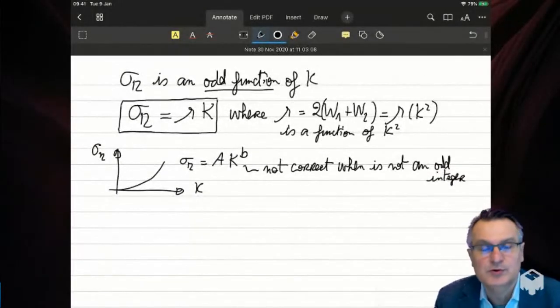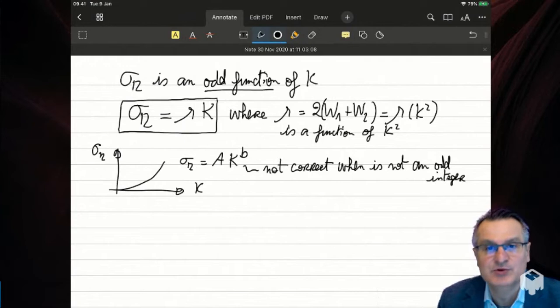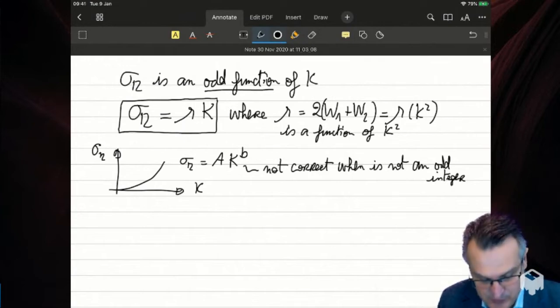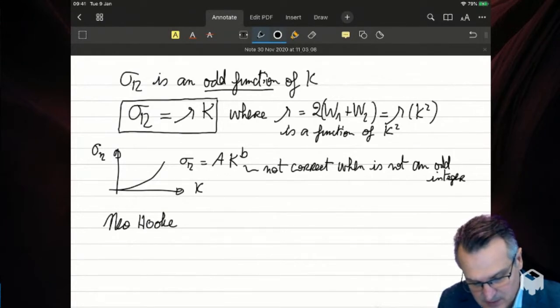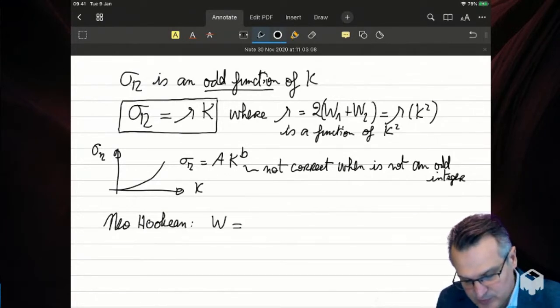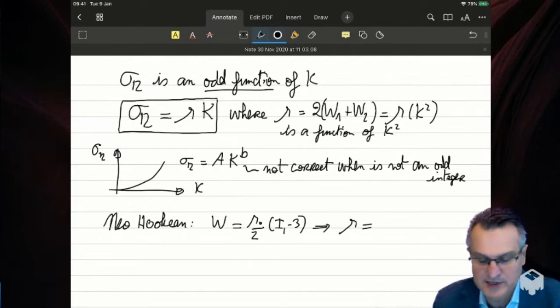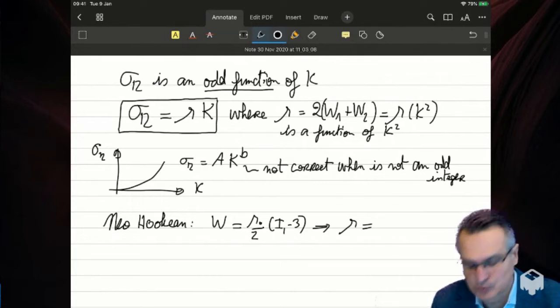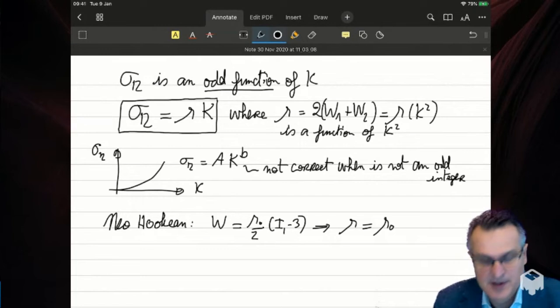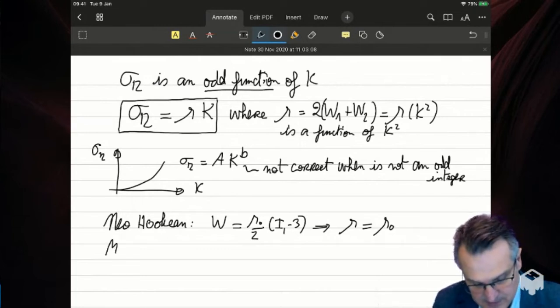Right, let's compute mu. Mu, that's called the shear modulus of non-linear elasticity. Let's see what happens for neo-Hookean, for instance. Neo-Hookean, that's when W is of this form. That tells me that mu is going to be 2 times the derivative of W with respect to I1, that is mu 0 over 2 times 2, that's just going to be mu 0. And then the derivative with respect to I2 is 0, there's no I2 dependence here.